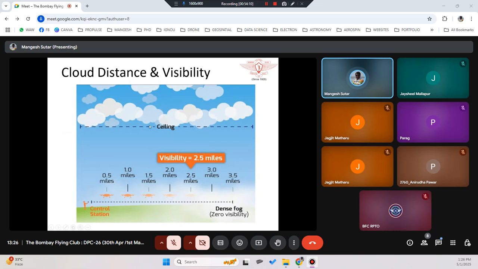So this is what I was talking about yesterday, the cloud distance and the visibility. Here you are standing with your remote controller or ground station. Forget about the unit over here, think of this as kilometers or miles. If you are at 0.5 miles or 0.5 kilometers, your drone is still clearly visible. But as you double your distance, from 0.5 to 1 mile or 1 kilometer, your drone will become a little bit less visible than it was at 0.5 miles.